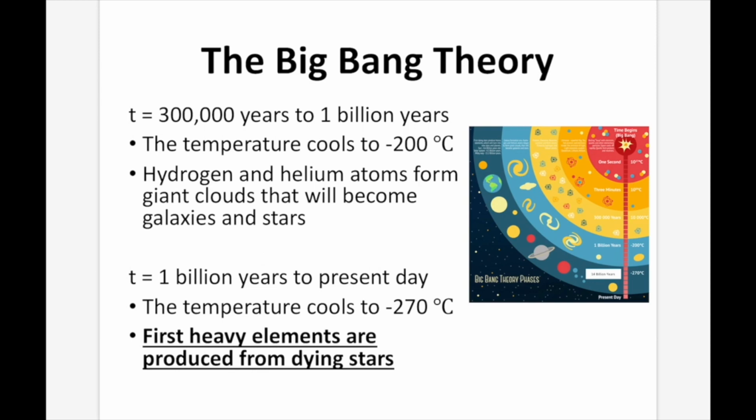From 1 billion years to the present day, our temperature is going to cool a little bit further. So it's going to go from minus 200 degrees Celsius to minus 270 degrees Celsius. And at this point, our first heavy elements are going to be produced from our dying stars. As our stars form, they're going to combine hydrogen to make helium. Eventually, those helium atoms are going to combine together to form larger elements. And then when our big stars go supernova, they're going to spit out the other, heavier elements like lead, gold, stuff like that, eventually seeding the universe with all the elements that we currently have.